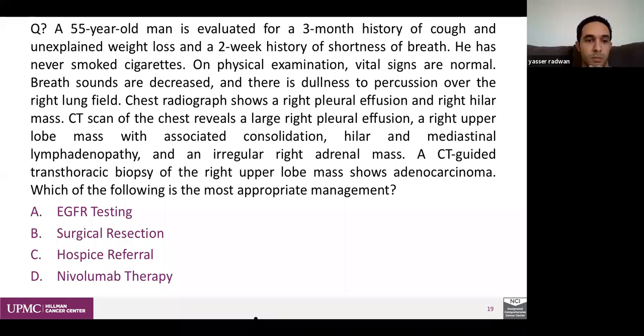Okay, so CT-guided transthoracic biopsy of the right upper lobe mass shows adenocarcinoma. Which of the following is the most appropriate management? So I suspect that this is adenocarcinoma, not a small cell lung cancer, and would do EGFR testing. That's correct. See, you answered your question.